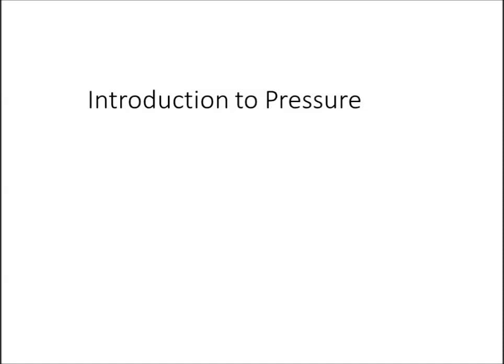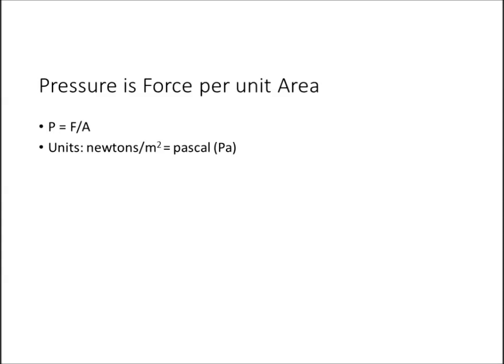This lesson is an introduction to the concept of pressure in physics. Pressure is defined to be force per unit area. So we can write that in symbols as P equals F over A, and the units will be the units of force, which is the Newton, over the units of area, which is the square meter. And the Newton per square meter is given its own special name, the Pascal, which is abbreviated as Pa.